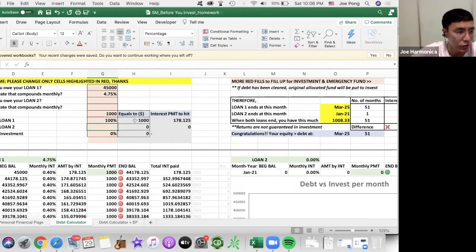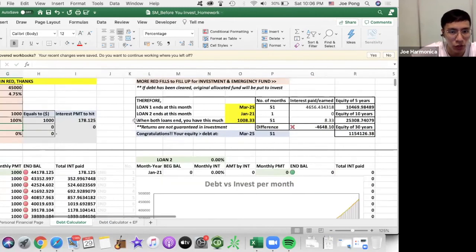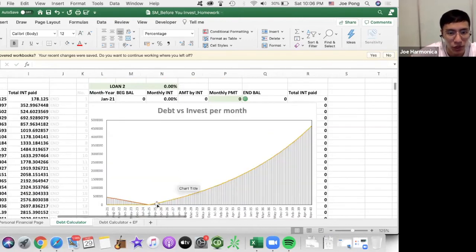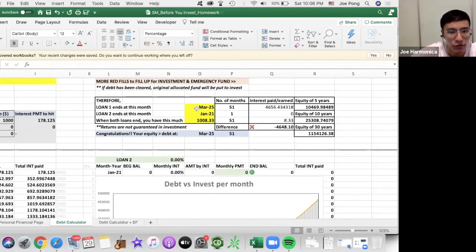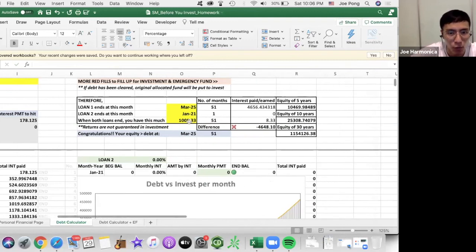100% here, which means you are contributing everything, $1,000, to pay off your loan. Okay, so by the time you finish your loan, it will be March 25, sorry. But when you finish your loan, you have only 1K.